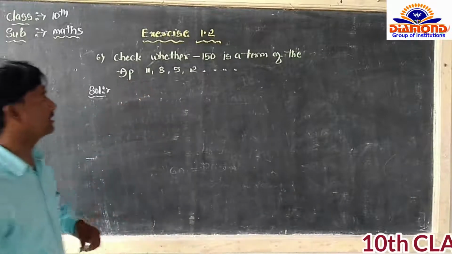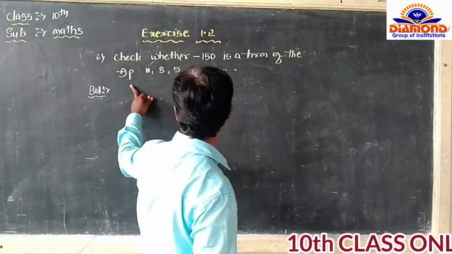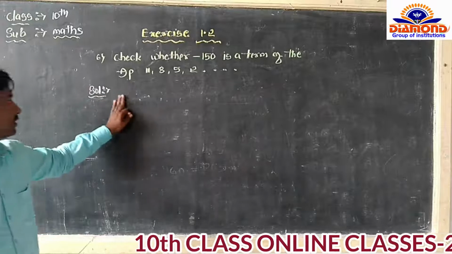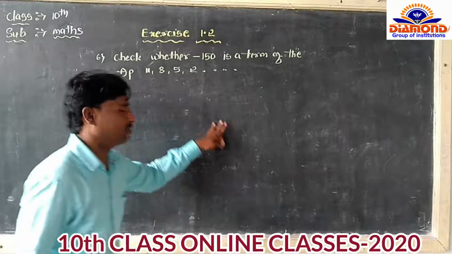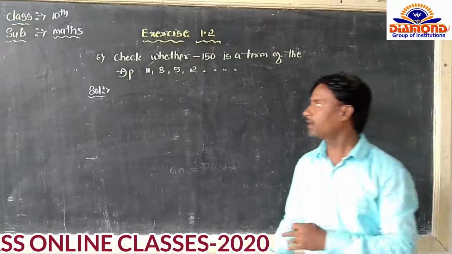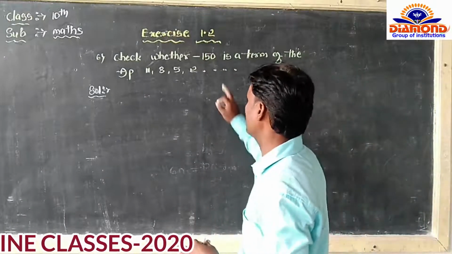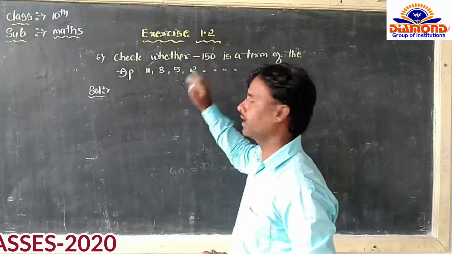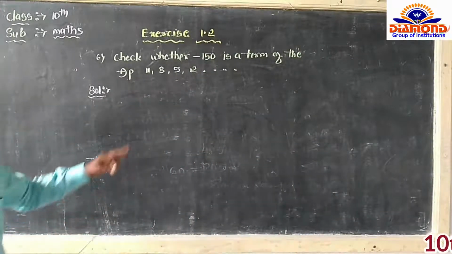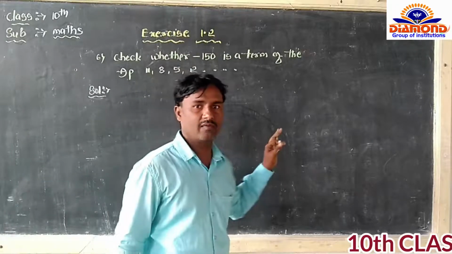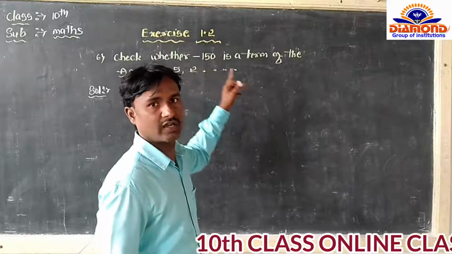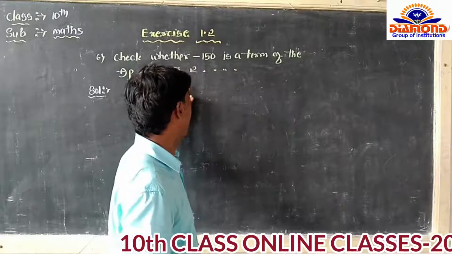Check whether minus 150 is a term of the AP 11, 8, 5, 2, and so on. Such type of question, like that only, we did in the example question. Now, the number of terms we will consider as an, and go on solving, dear students. While solving, if it does not come as a fraction or a negative fraction, then we understand that minus 150 is also one of the terms of the given AP.